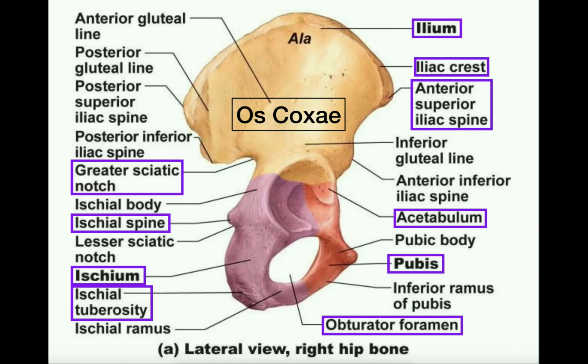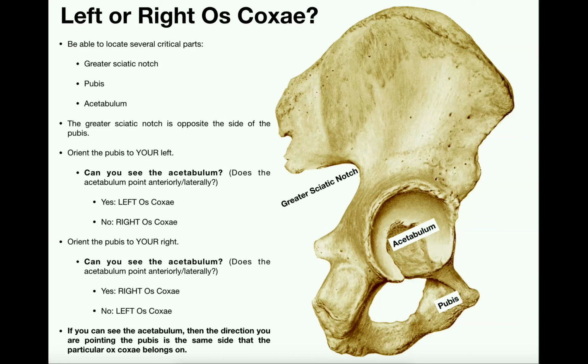So let's go back here. So this os coxa that I've shown you, this one, is a right os coxa. It's the right hip bone. But how do I know it's the right hip bone? Well, what I'm going to do is take you through a little flow chart. And this is something that is not terribly difficult, but it can help you immensely determine left and right.